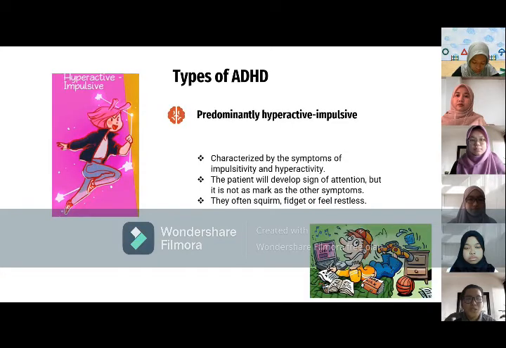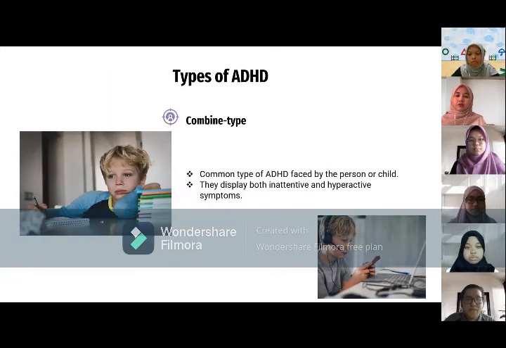The second type of ADHD is predominantly hyperactive-impulsive, which is in contrast to the first type. It is characterized by the symptoms of impulsivity and hyperactivity. The patient will develop signs of inattention, but it is not as marked as the other symptoms. They also often squirm, fidget, or feel restless. The last one is the combined type of ADHD. It is a combination of the first and second types, and it is the common type faced by a person or child. They will display both inattentive and hyperactive symptoms.